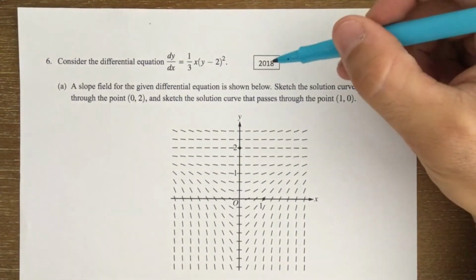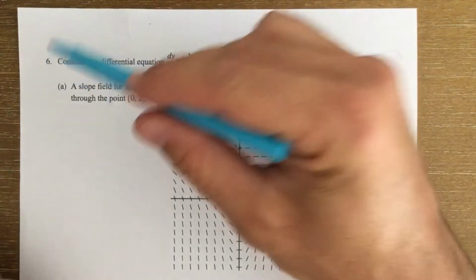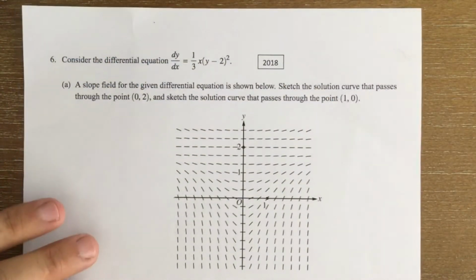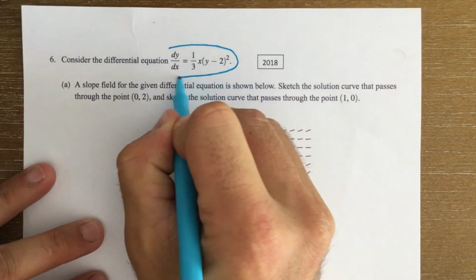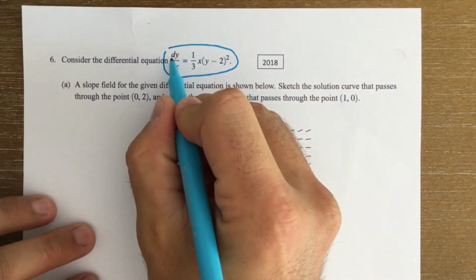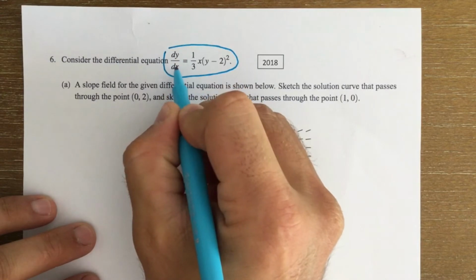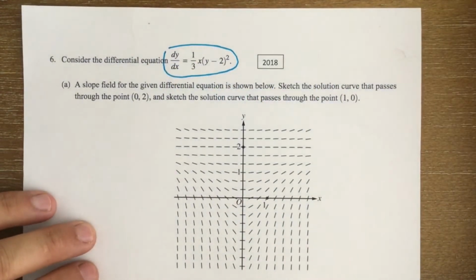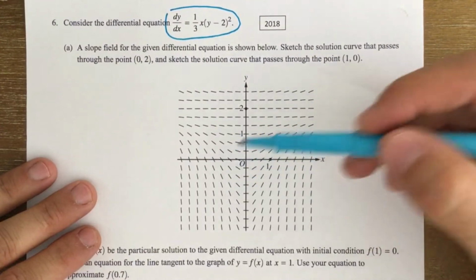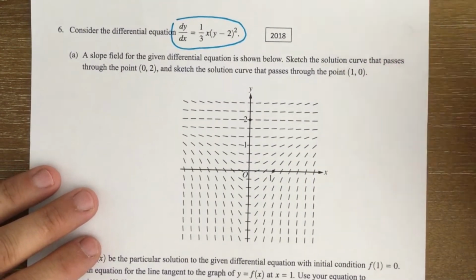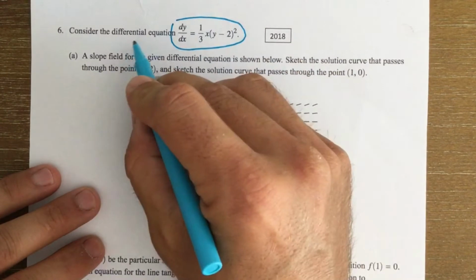So this is a problem from 2018. It's problem number 6, no calculator. And just by glancing at it, the first thing I notice is it's a dy/dx problem. Sometimes they might say something like dh over dt, but I still call them a dy/dx problem. It's basically giving you a derivative. And this is an automatic indicator also if they have some sort of a slope field. Okay? So we have a differential equation.